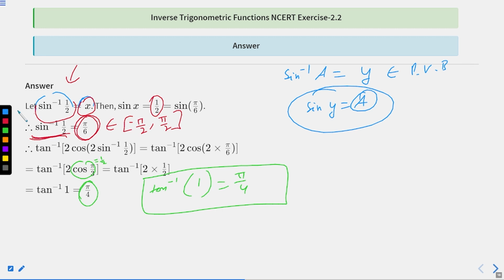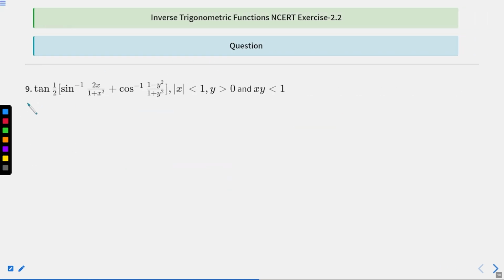So how did we solve it? Quite easy. Let's move to the next. Now sine inverse 2x by 1 plus x square, cos inverse 1 minus y square by 1 plus y square, and then tan half is applied. Let's see how we are going to solve it. First of all, we make this in the simple form and this also in the simple form, and then apply the tan formula.